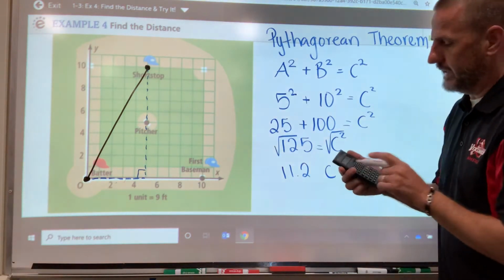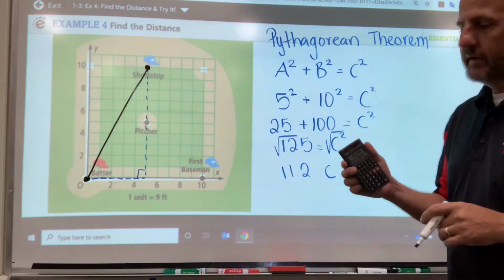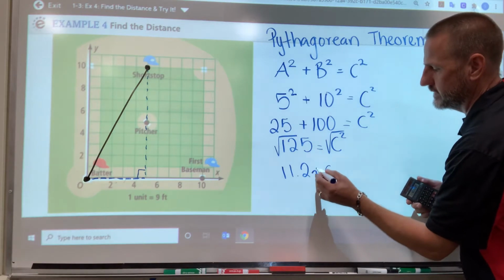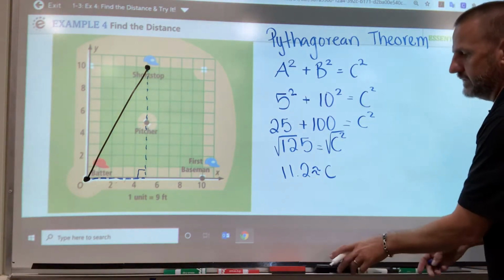Now I rounded that up because you can see in the picture there's a whole bunch of decimals on my calculator. So I'm going to round that off, which means that this is called an approximation, so I need to use the symbol meaning approximately. Now let's take a look at this answer.